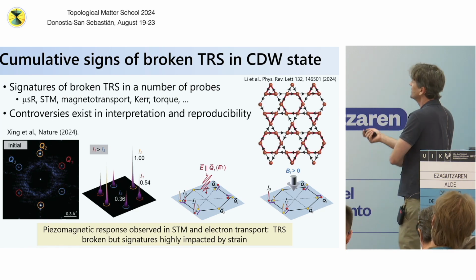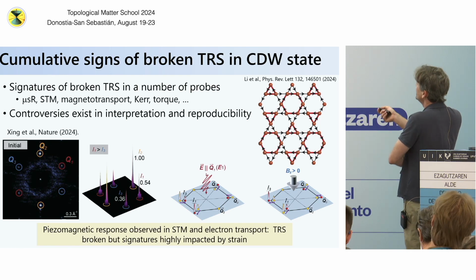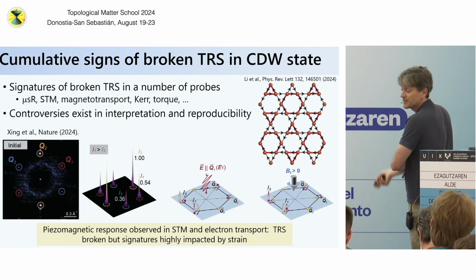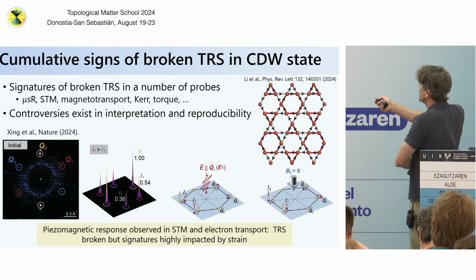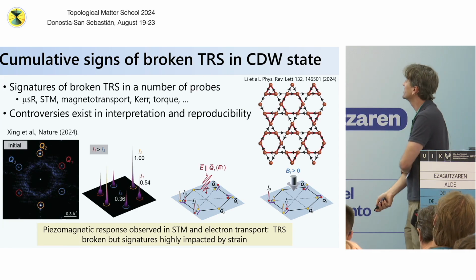Okay, and so if time reversal symmetry is broken, the idea is that perhaps it maps to one of these models of loop current order, or this idea of orbital antiferromagnetism that I discussed yesterday.